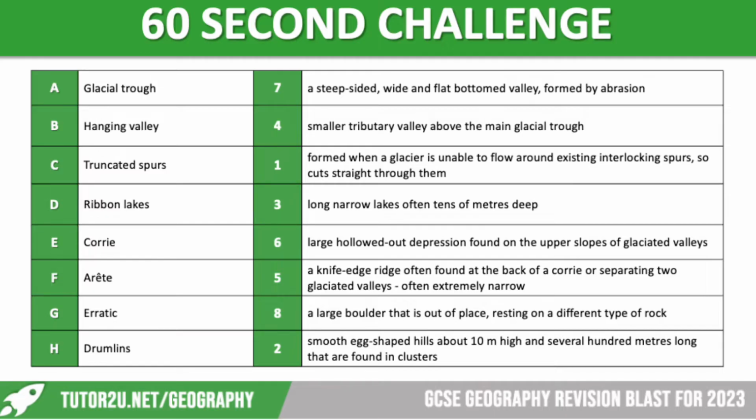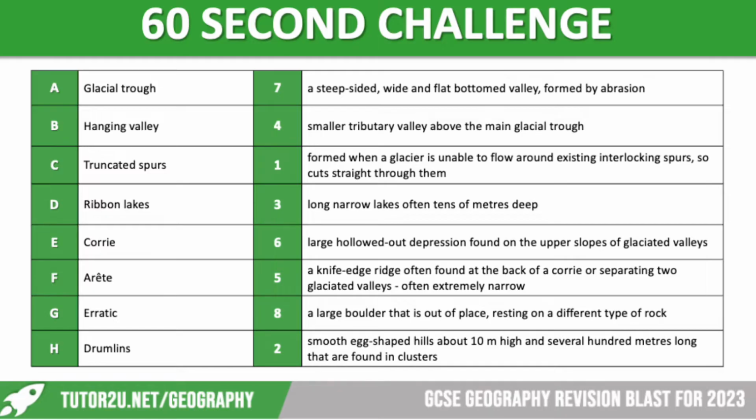C1 is truncated spurs, formed when a glacier is unable to flow around existing interlocking spurs, so cuts straight through them. D3 is ribbon lakes, which are long, narrow lakes, often tens of metres deep. There are lots of those in the Lake District. E6 is corrie, a large hollowed out depression found on the upper slopes of glaciated valleys.